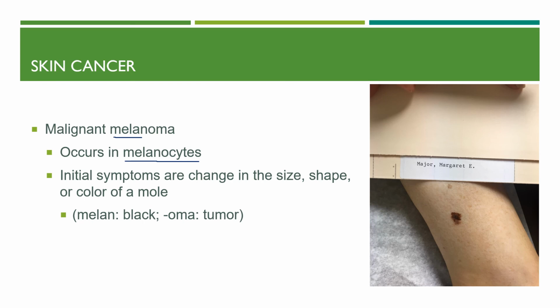Initially, the symptoms tend to be that you see a change in size, a change in shape, or the color of a macule or a freckle or a mole that was there. If you're looking at this picture and you notice the name, this is me. And this right here is a malignant melanoma on my leg that was surgically removed and reconstruction done. So this is actually my melanoma.